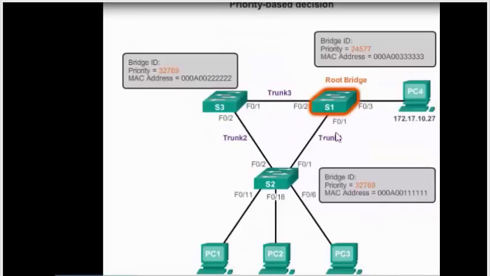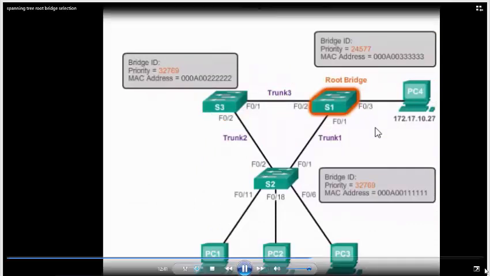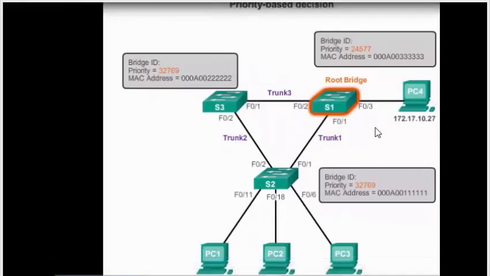Now in this second picture, we see that S1 has a lower priority than the other switches. S1 is 24577, and this one is 32769, and this one is 32769. So S1 has the lower bridge priority, and therefore it becomes the root bridge in the spanning tree.